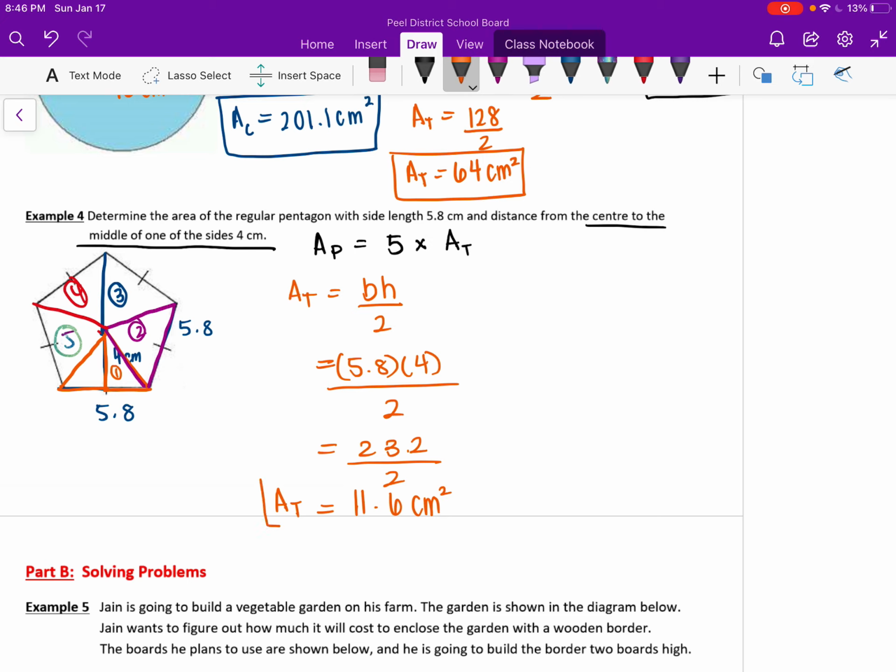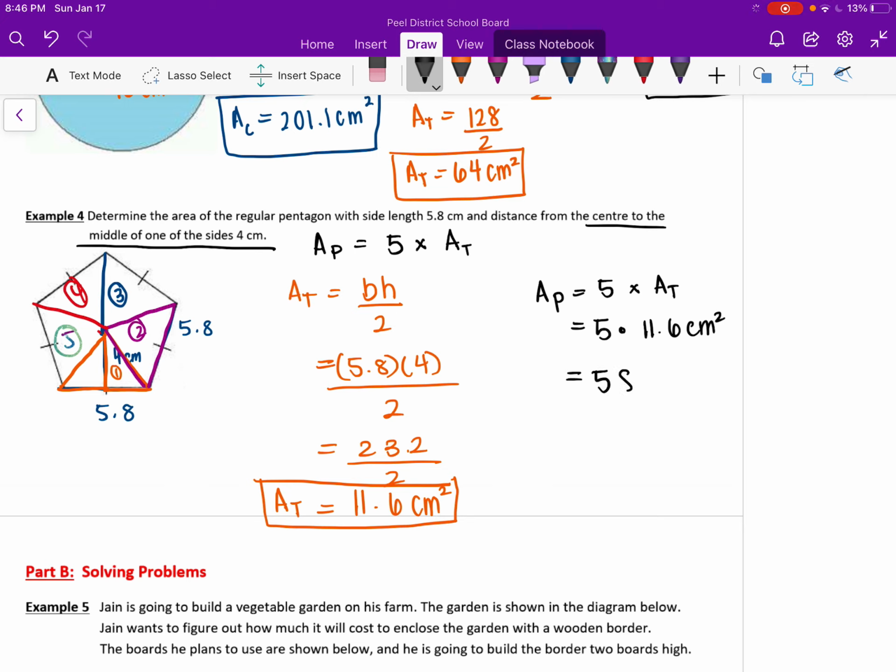squared. So since that's the area of one of my triangles, if I want to find the area of all of them, area of the pentagon is equal to 5 times area of one little triangle. So let's do 5 times 11.6 centimeters squared equals 58 centimeters squared. And that's how I would find that.